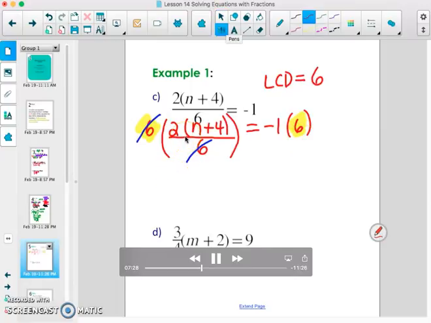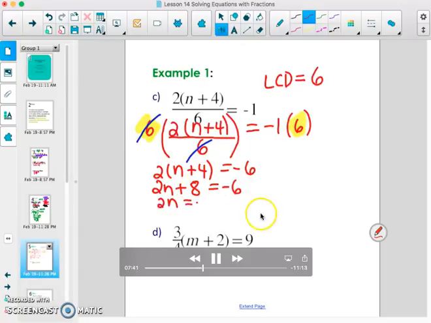And then you just expand out. So this we can write out again. Okay, so we haven't done anything. This part is just written out the same way, and then we multiplied 6 times negative 1, which is negative 6. And then we see distributive properties. So we're using rules from yesterday. So 2n plus 8 is equal to negative 6.